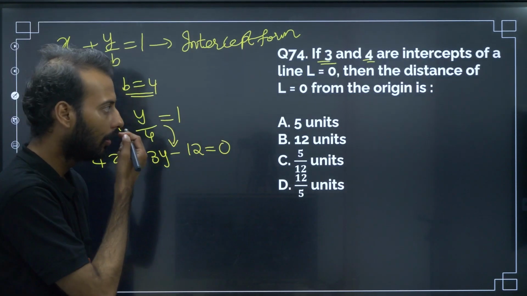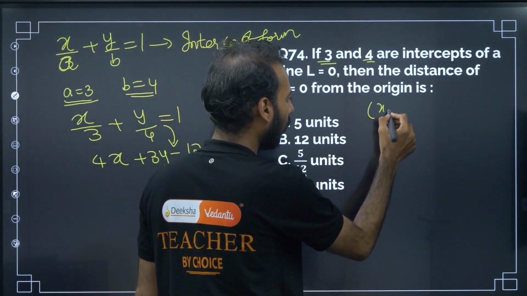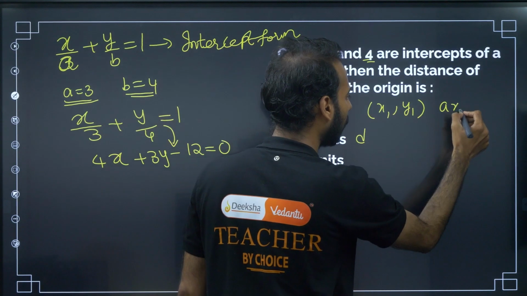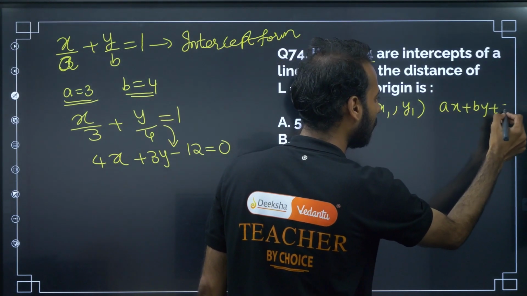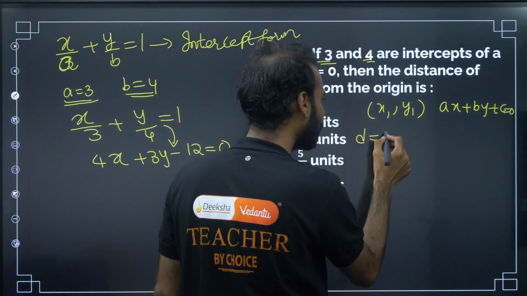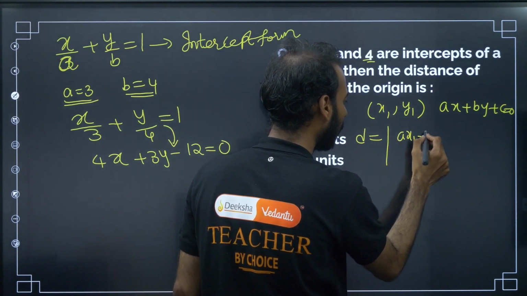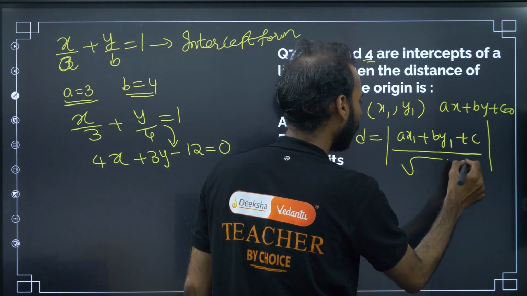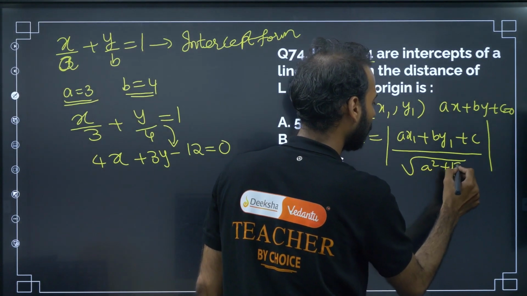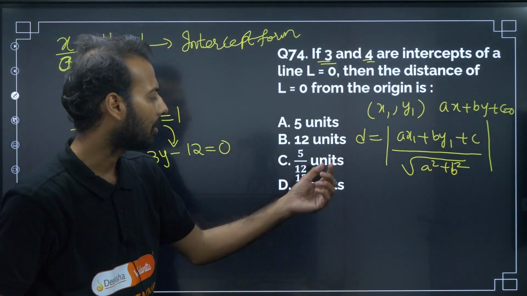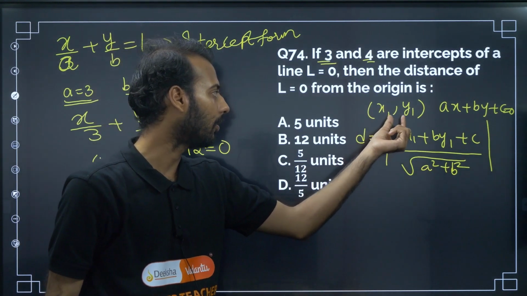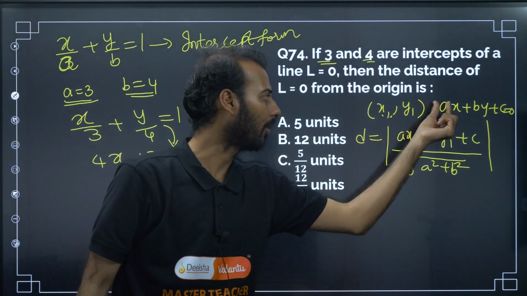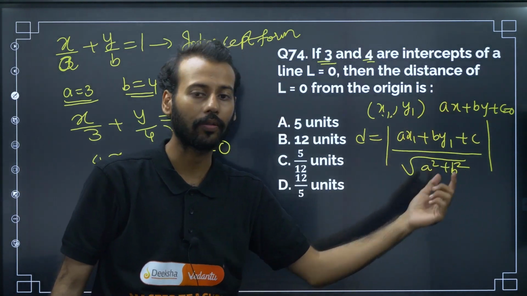Now try to recall, if x1 comma y1 is a point and we want the distance of this point from ax plus by plus c equal to 0, then that distance is ax1 plus by1 plus c divided by root of a square plus b square. Try to recall the distance formula. To find the distance of this point from this line, we just have to substitute x1, y1 here and then divide it by root of a square plus b square.